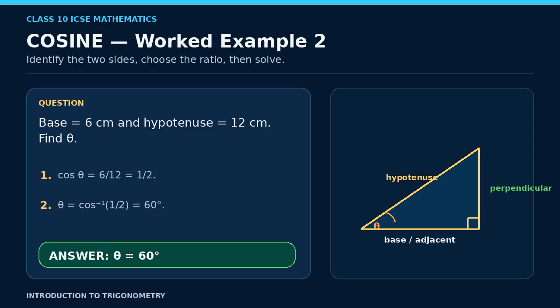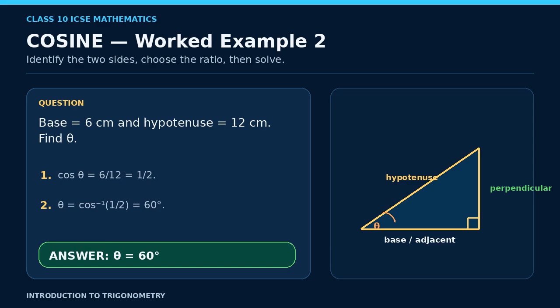Therefore, theta equals cosine inverse of 1 half. From the standard angle values, theta equals 60 degrees. Answer: theta equals 60 degrees. Notice how the same fraction can correspond to different ratios and different angles. 1 half is sine 30 degrees, but it is cosine 60 degrees. The ratio name matters.